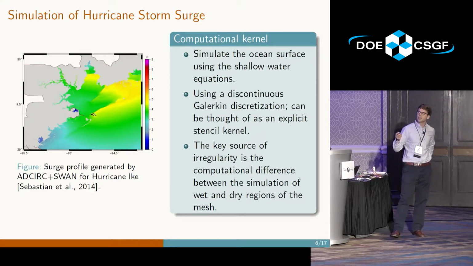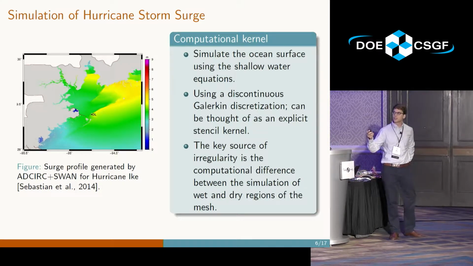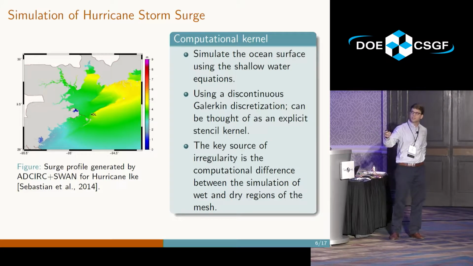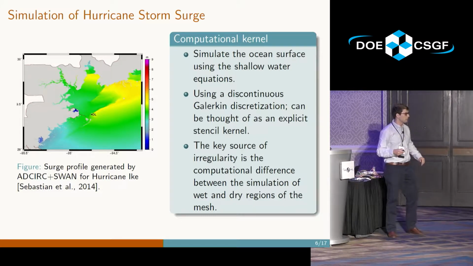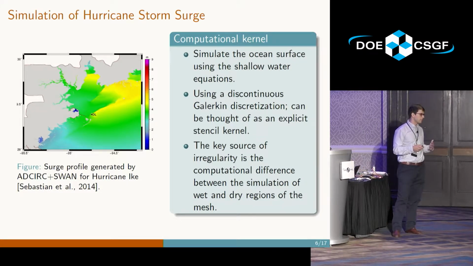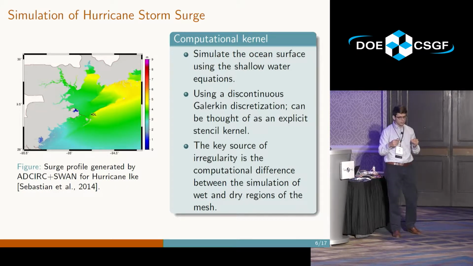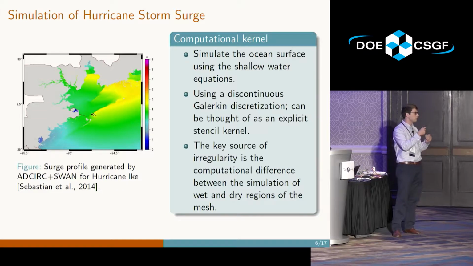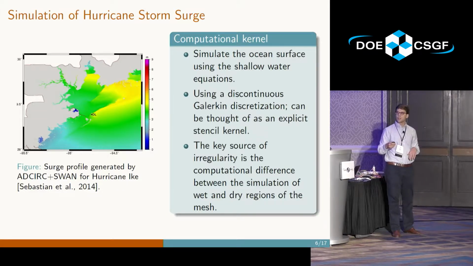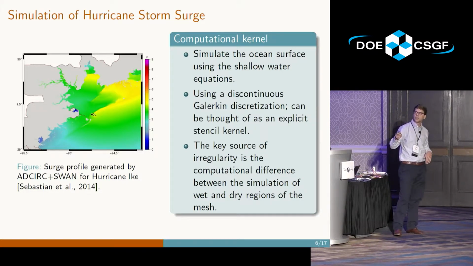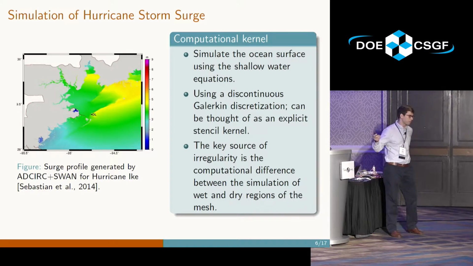The computational kernel we're interested in solving ends up with plots that look like this. We're solving the shallow water equations. The most costly, devastating thing during a hurricane is actually the surge. It's a tsunami-like wave that gets pushed onto the coast by the winds, with restitutive forces of gravity and friction holding it back. We're solving the shallow water equations using a discontinuous Galerkin finite element method.